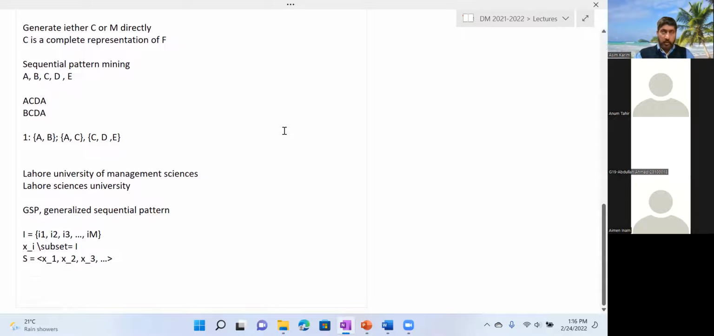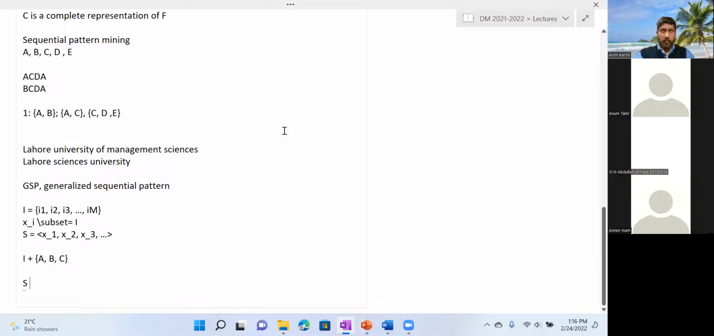So for example, let's say I is A, B and C. Then this is a valid sequence: A, AB, BC. So this is a valid sequence. You have 3 sets in it. The first set is A, the second is AB, and the third is BC. But you notice that in any particular sequence, the items may repeat, but they cannot repeat within an item set. That's why we call them a set.